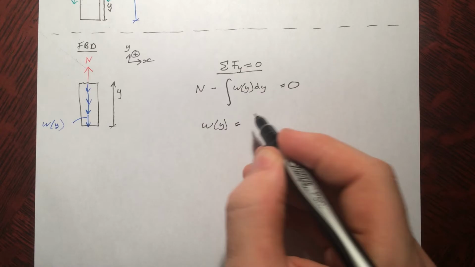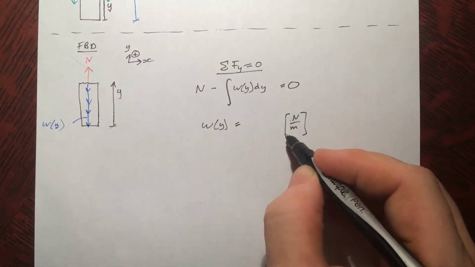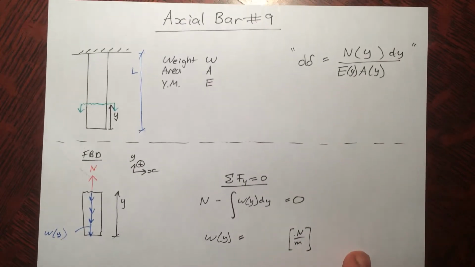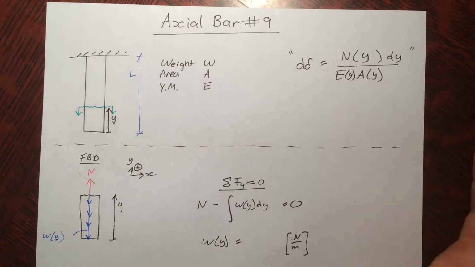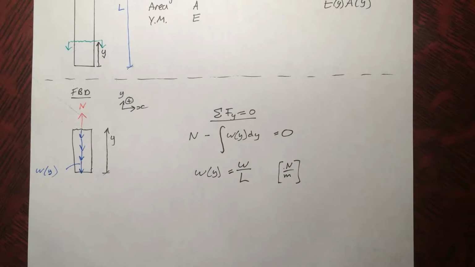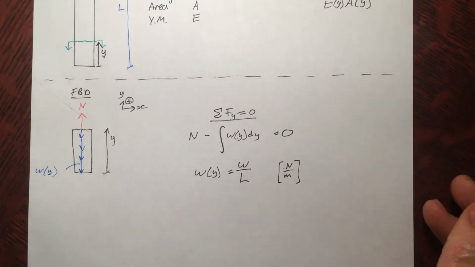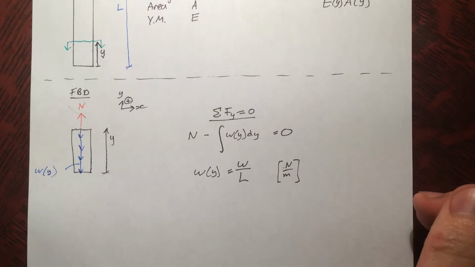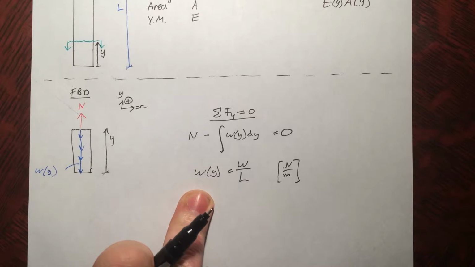Now, let's move on and find out what is weight as a function of y. It's going to be units of weight per length, so newtons per meter. And we have the total weight and the total length. So wouldn't the weight per length just be weight divided by length? Yeah, it turns out to be just that. So say the total weight was 1,000 newtons, length was 10 meters, the weight as a function of y would be 100 newtons per meter.